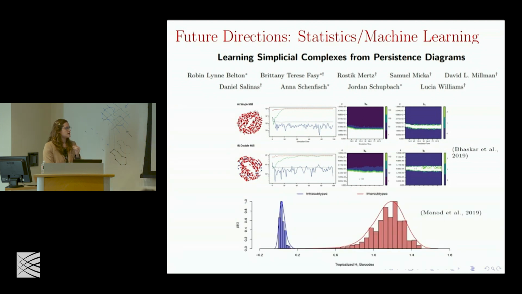And then finally, there are groups in statistics who are asking, what are some sufficient summary statistics for persistence diagrams? Because if we can calculate those, then we might not have to go through all the trouble of calculating the persistence diagram in the first place, which would save computational power.